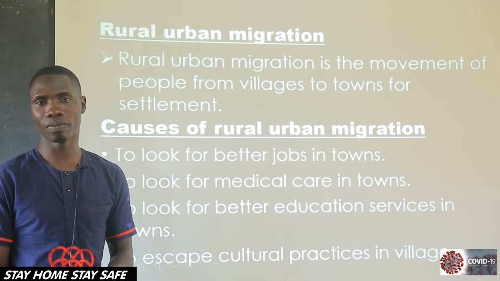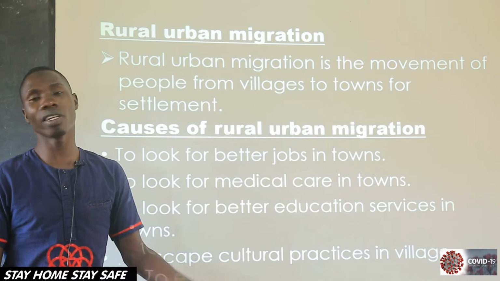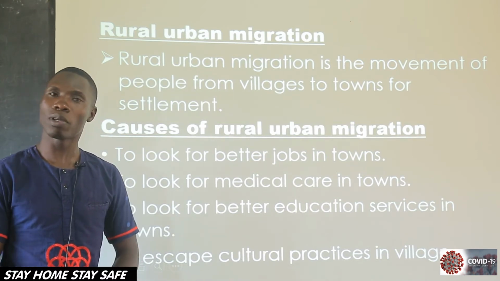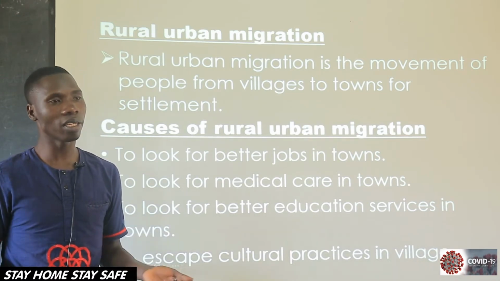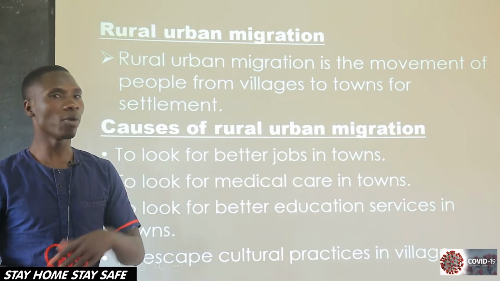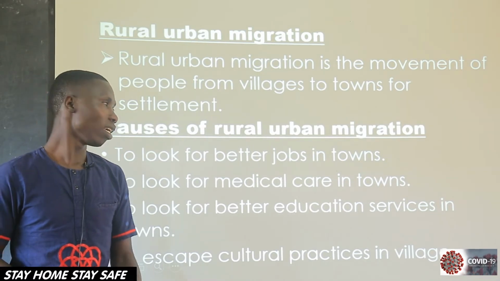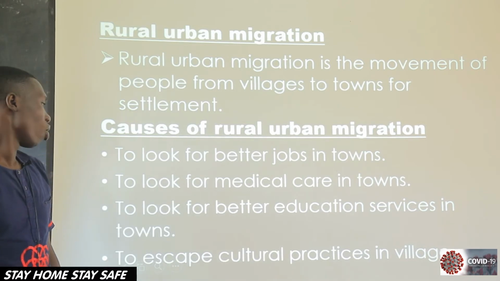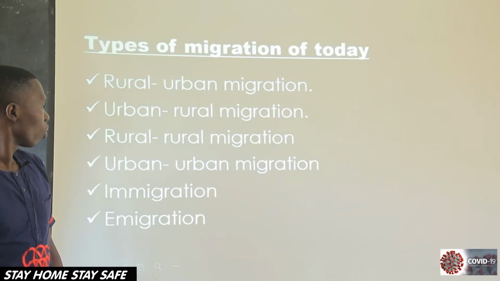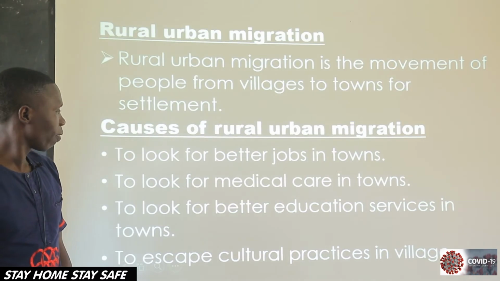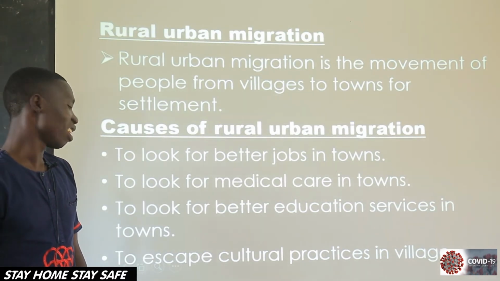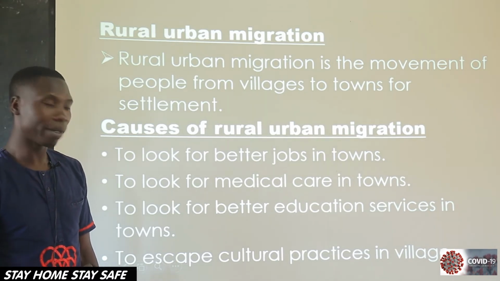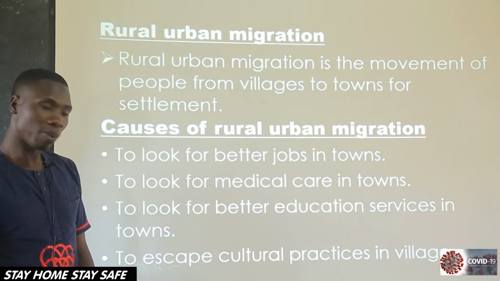Unlike in the villages. You find you need blood and it's not there. So what happens? Death. Now some people say, no, we don't want to die in such a way. Let's go to towns where you are sick and you can easily be taken by an ambulance and you get treatment very fast. Also to look for better education services in towns. Do I need to explain this also? In towns, we have very good schools, so that's why people come to towns.